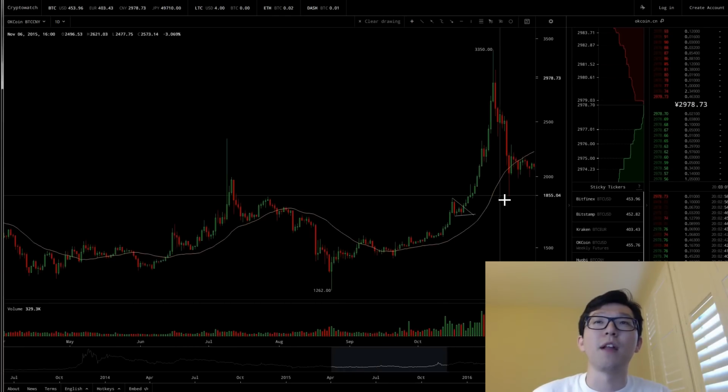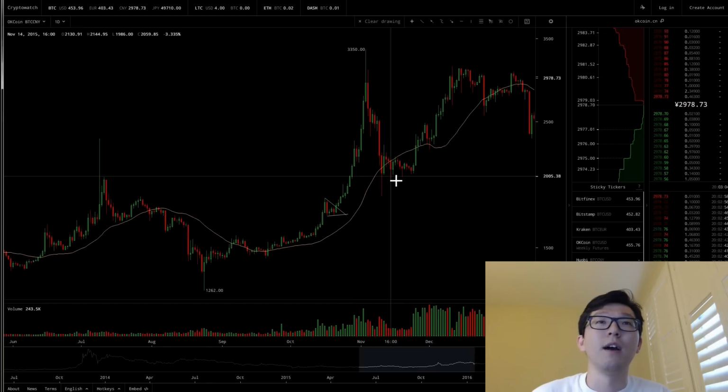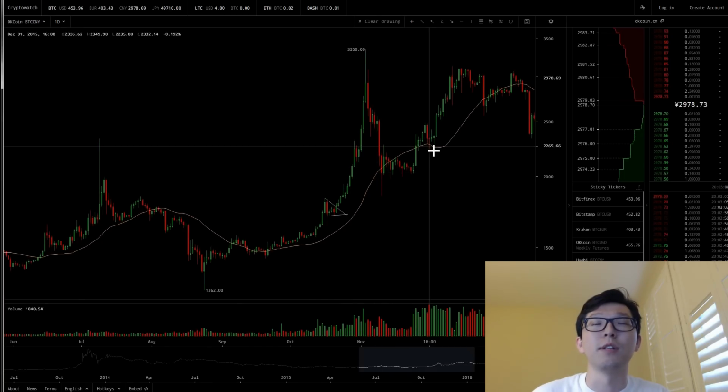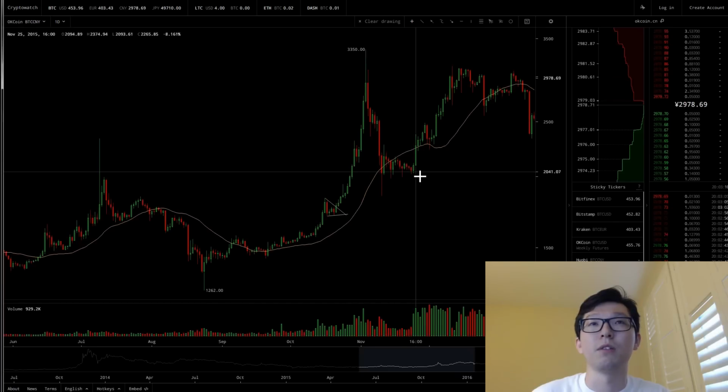So this is a bull flag. Let's take a look again. This looks like a bull flag, right? Except that it's below the 30-day moving average, so it doesn't really qualify. It's a consolidation pattern, I would say, but it wouldn't be a bull flag.